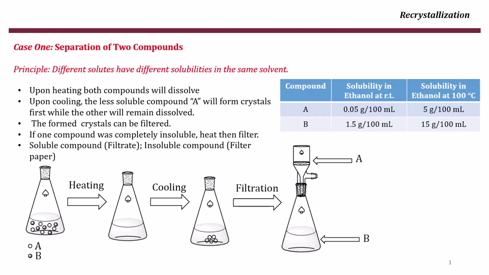The diagram illustrates the process. First, both compounds dissolve upon heating. Second, when the solution cools, compound A crystallizes out. Third, we filter the mixture, collecting compound A as crystals on the filter paper, while compound B remains dissolved in the filtrate. A common mistake students make is cooling the solution too quickly. If you put the flask immediately into ice, both compounds may crash out together, leading to contamination. The correct approach is to allow slow cooling so that the less soluble compound crystallizes selectively.